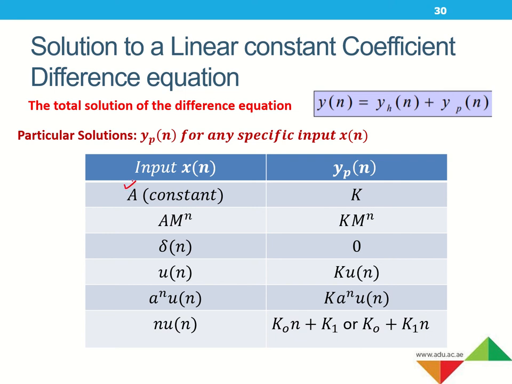If the input is a constant, the output will be a constant k. If the input is an exponential m to the power n, the output will be k times m to the power n. Here a is just replaced with m. If the input is an impulse, the particular solution will be 0. If the input is a unit step, k times that unit step. Exponential times u of n gives k times exponential times u of n. N times u of n gives k0 plus k1 n.